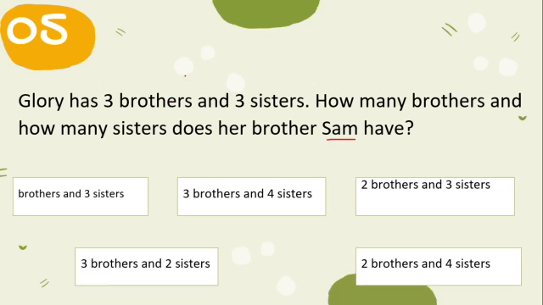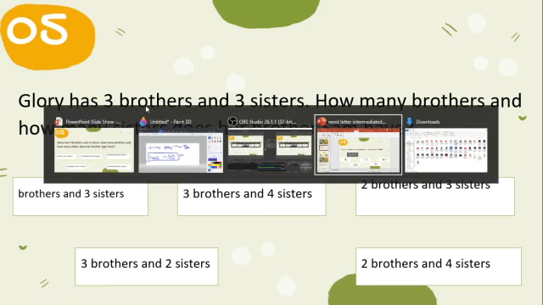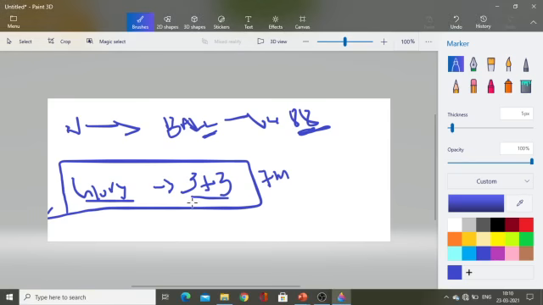So Sam is one of the three brothers, right? If Sam is one of the three brothers, then one brother is subtracted from this 3. So 2 brothers for Sam, because Sam is the third brother. Then Glory will be added to the sisters count, making 4 sisters. So totally 7 members in their family. The total will not change. So Sam has 2 brothers and 4 sisters.